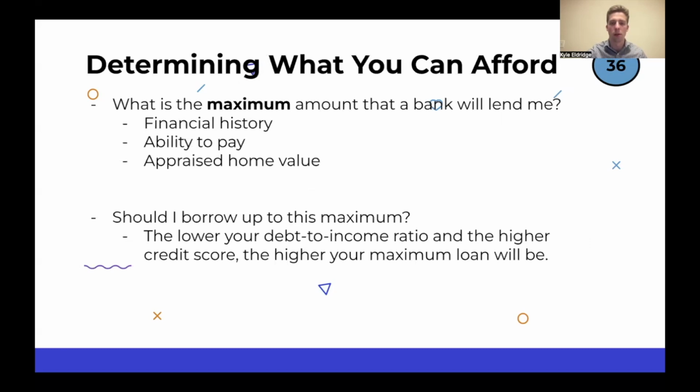What is the maximum amount that a bank will lend me? Banks consider your financial history, your ability to pay, which is signified through your credit score, and the appraised home value. Should you borrow up to this maximum? The lower your debt to income ratio and the higher your credit score, the higher your maximum loan could be.